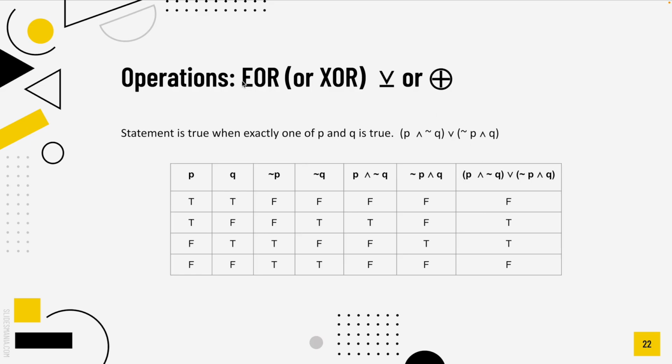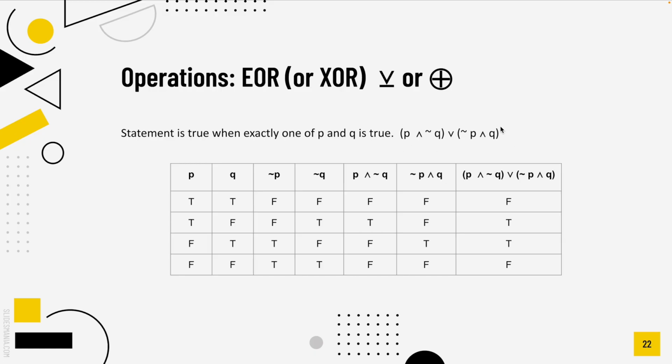And exclusive or, you may see as EOR or XOR, has two symbols you may come across. One is the OR symbol with a line on the bottom, or this sort of circle with a plus sign in it. Either of those means exclusive or. And that is essentially our OR taking out the both. So it's when exactly one is true. So not both, essentially.